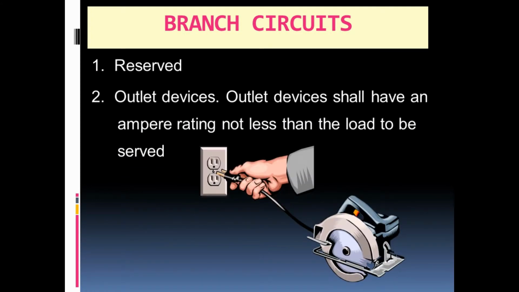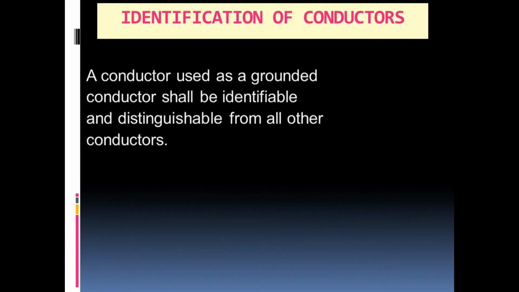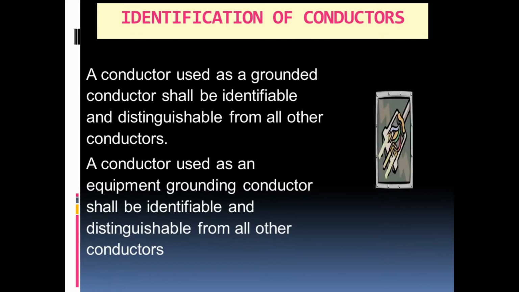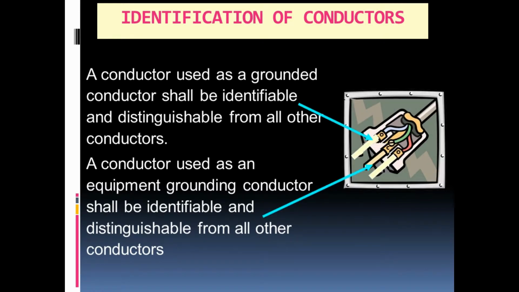Outlet devices. Outlet devices shall have an ampere rating not less than the load to be served. Identification of conductors. A conductor used as a grounded conductor shall be identifiable and distinguishable from all other conductors. A conductor used as an equipment grounding conductor shall be identifiable and distinguishable from all other conductors, as illustrated.